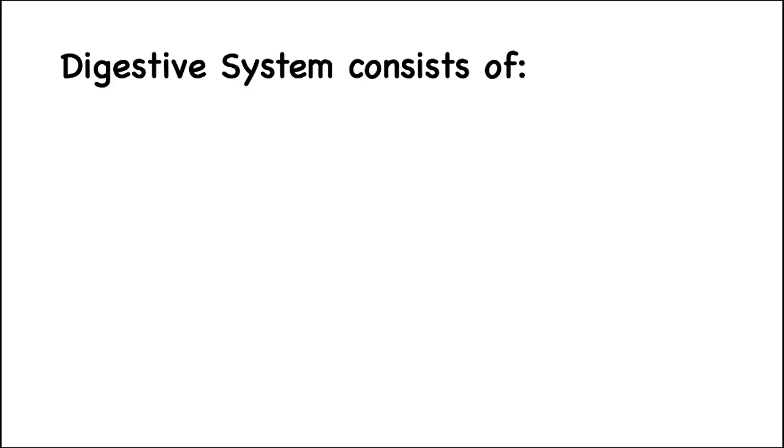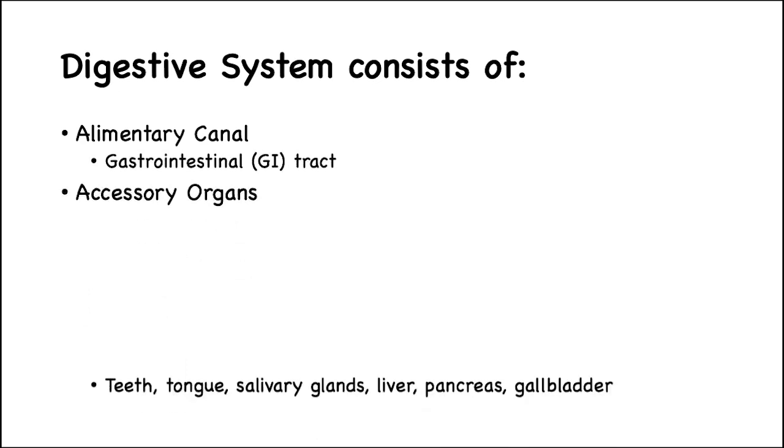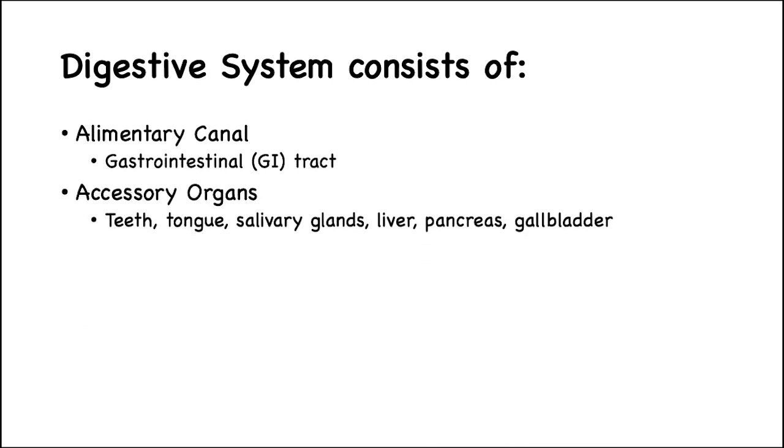I'm going to talk about just some general characteristics of the digestive system. The digestive system consists of a tube, which is called the alimentary canal, also known as the gastrointestinal or GI tract. In addition, you're going to have accessory organs, which include things such as your teeth, your tongue, salivary glands, liver, pancreas, and gallbladder. The tube is where the food goes through and the waste comes out. The accessory organs are going to be involved in chemical digestion as well as in mechanical digestion.